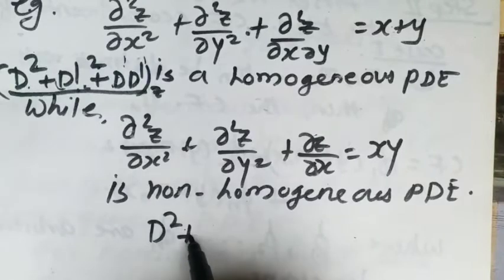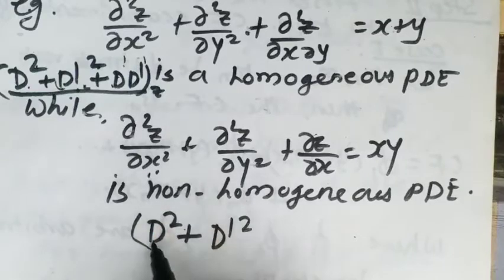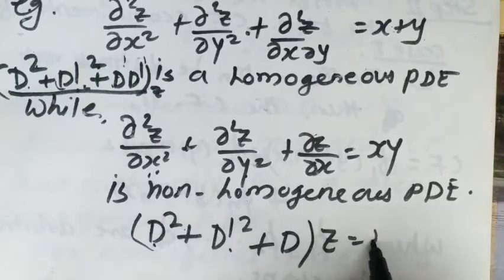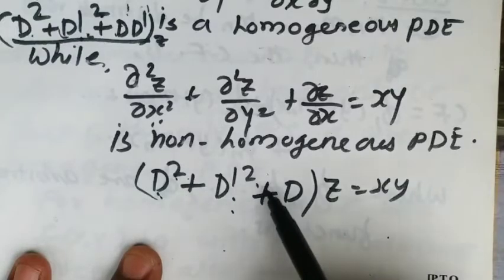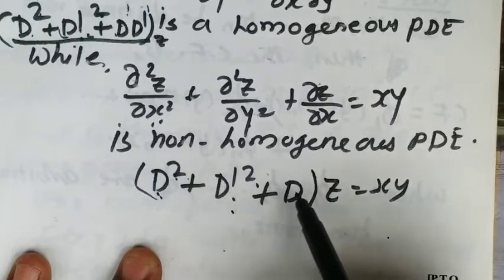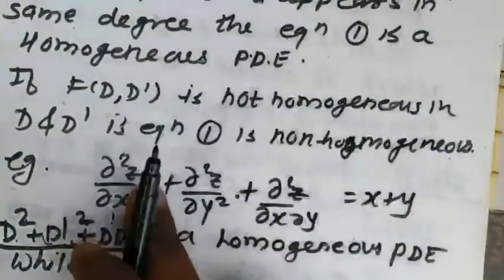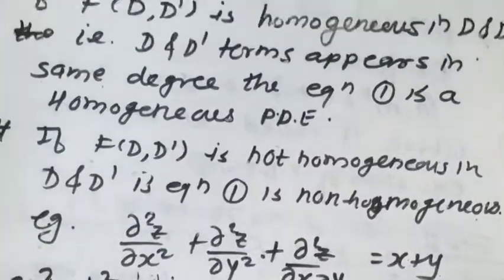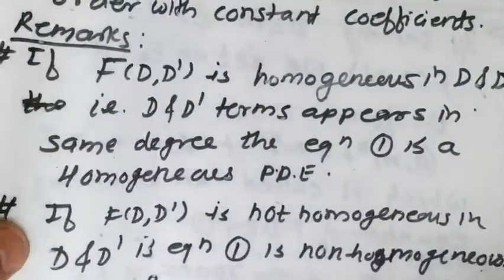Here we have D² + D'². If you replace the derivative with respect to x by D and the derivative with respect to y by D', we'll get this form, z equal to xy. This z I have taken common. If you check the degree of all the terms, here D², here D'², degree 2 terms, here degree 1. So all the terms are not in the same degree, hence it is not homogeneous in D and D'. Hence the partial differential equation is non-homogeneous. And in our course we are going to solve only homogeneous type of differential equations, not non-homogeneous.